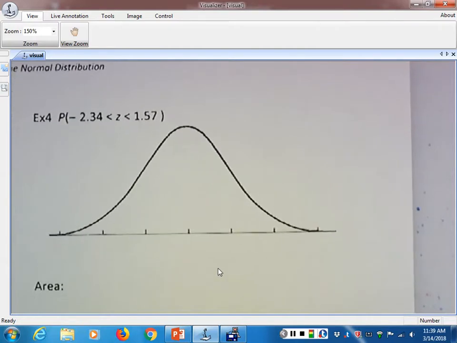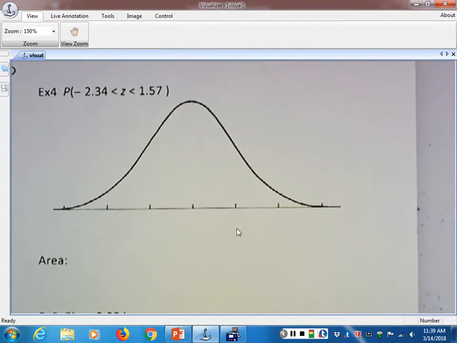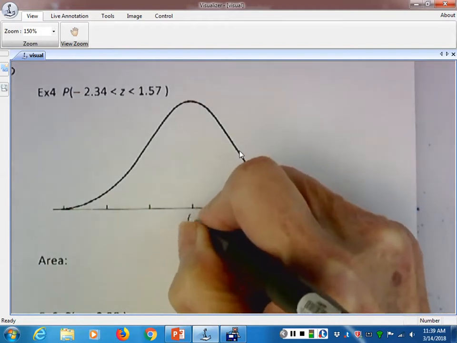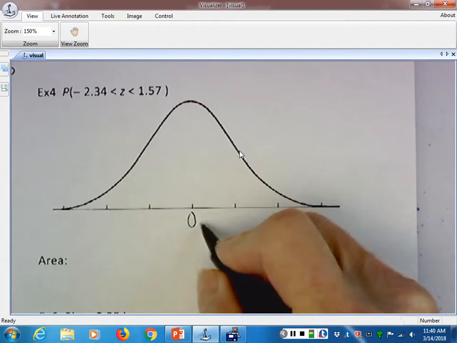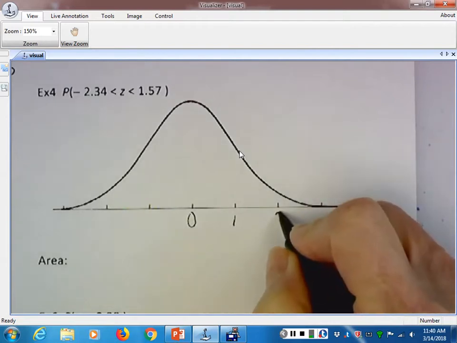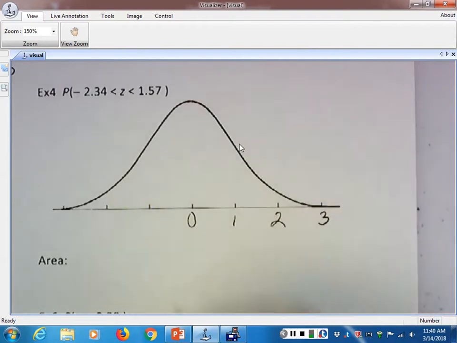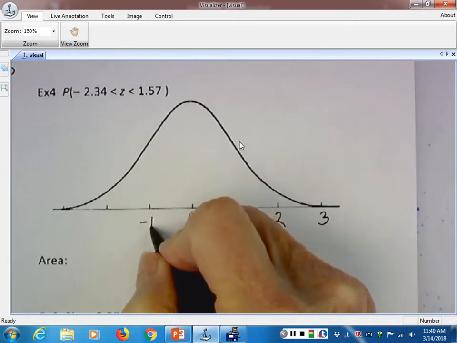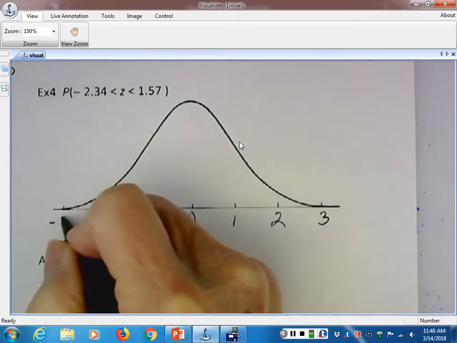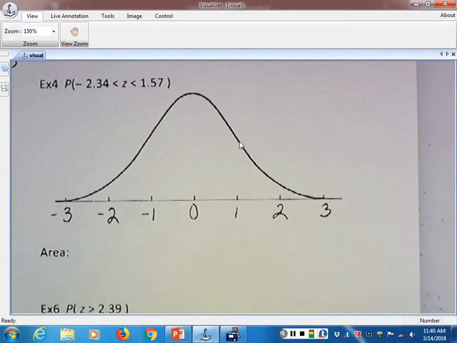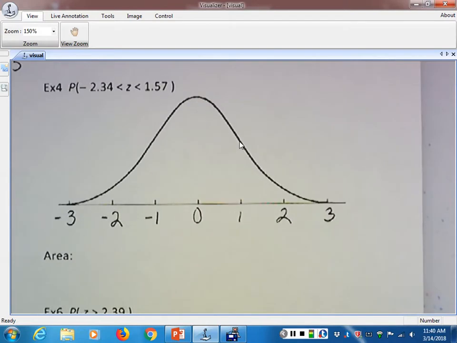So here we have the probability that Z is between negative 2.34 and positive 1.57. And we know that our curve for Z always has a mean of 0, and since the standard deviation is 1, then the next tick mark up is 1, then 2, then 3, and the next tick marks down from the center are negative 1, negative 2, and negative 3. Those are standard deviation units, just like inches and feet and yards are units. It's just a unit of measurement.